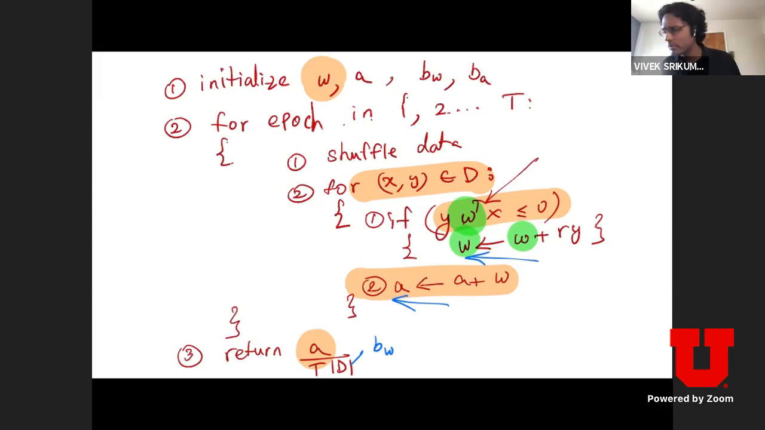So does the homework want you to use the bias explicitly? Is that right? I don't remember anymore.